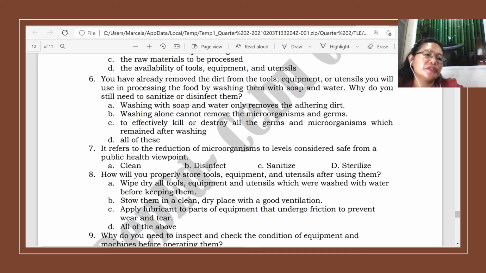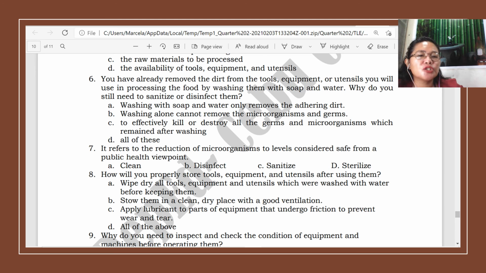Number 7. It refers to the reduction of microorganisms to a level considered safe from the public health viewpoint. A. Clean. B. Disinfect. C. Sanitize. And D. Sterilize.